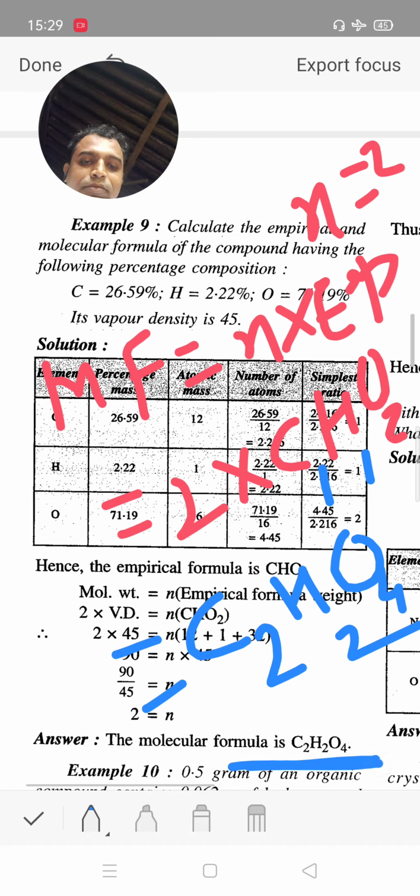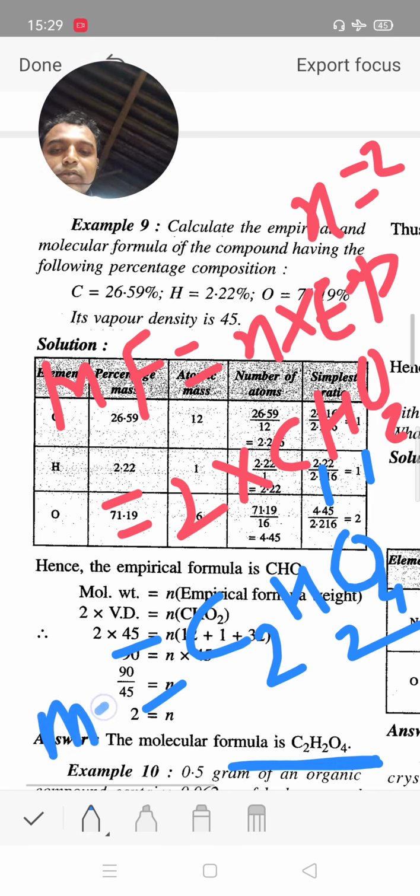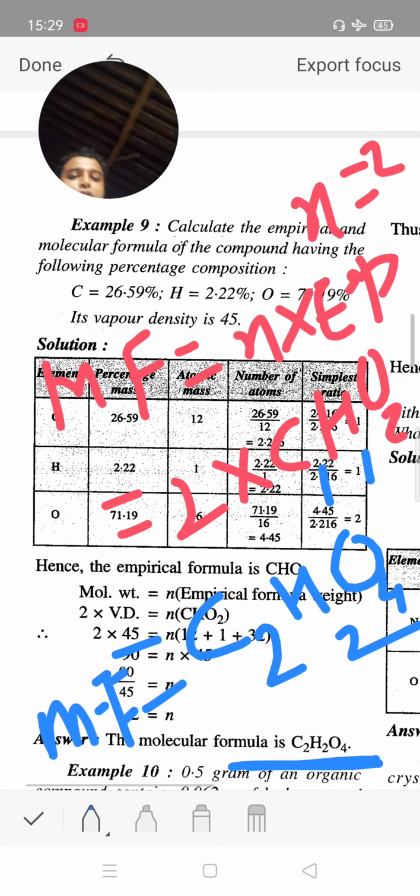Look at this. First we calculate the molecular weight: molecular weight is equal to 2 into vapor density. Next, n is equal to molecular weight upon empirical formula weight. Therefore, we calculate the empirical formula, then its empirical formula weight, then we get the value of n, and last point, molecular formula is equal to n into empirical formula. Then we get the molecular formula C2H2O4.